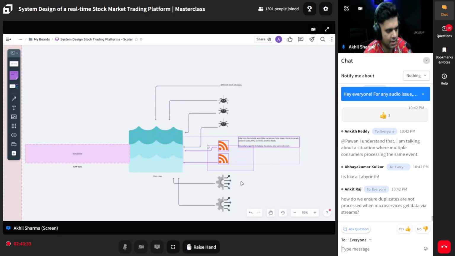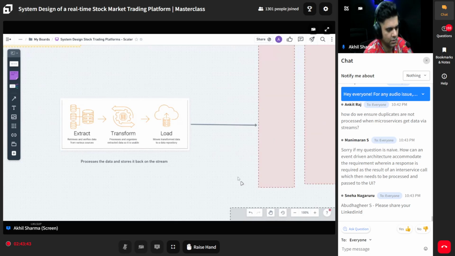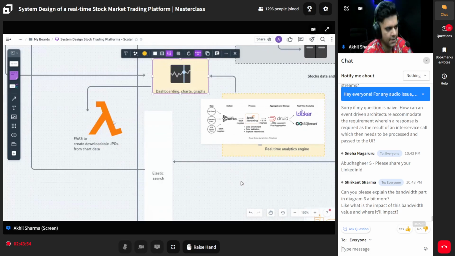From that, we queue the raw data onto a stream. We perform some extract, transform, and load with the help of ETL systems to get the data into a particular format. This ETL and transformed data is going to be used by real-time analytics engines, which create our dashboards, charts, and graphs for the users. We'll have separate functions of the service, like FaaS functions running to create downloadable JPEGs from chart information.